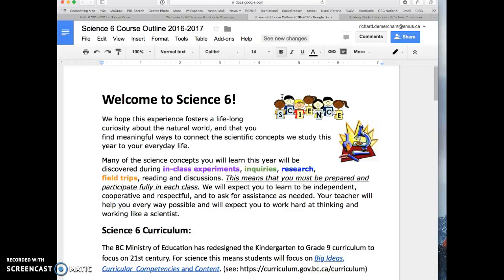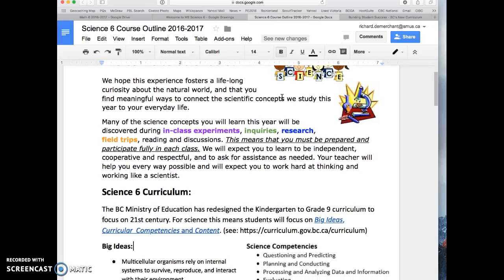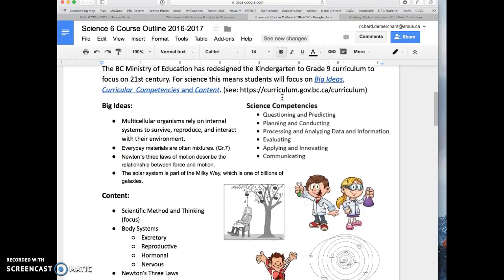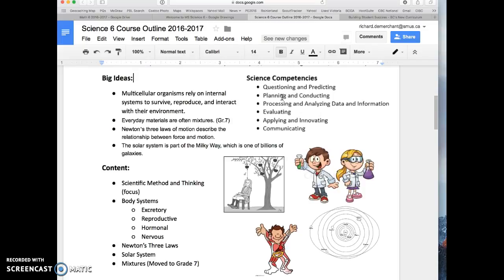The science curriculum this year is organized much like the math curriculum, as the Ministry of Education has changed the curriculum from kindergarten to grade 9. There are big ideas. There are 4 main big ideas within Science 6. Multicellular organisms. We also have mixtures. However, this year we've decided to move mixtures to grade 7. So you'll look at that again next year. And part of the reason is it just fits in a little bit better with grade 7. Newton's 3 laws of motion, and then we're going to look at the solar system and the Milky Way.